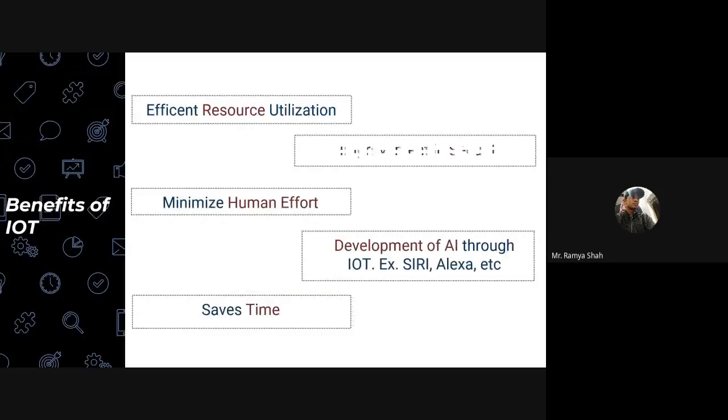Lots of this has been discussed, so I'm just skipping this section, just reading it through. So resource utilization, security improvements, human efforts are always minimalized. We can name it as humans are getting more lazy because of it, but this is a disadvantage. So development of AI through IoT like Siri, Alexa, Google Assistant, and many more saves time.